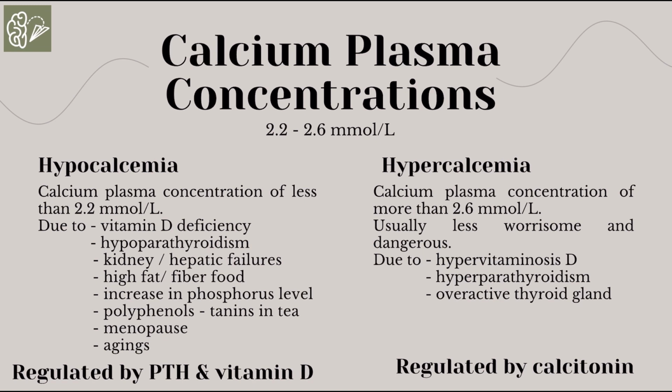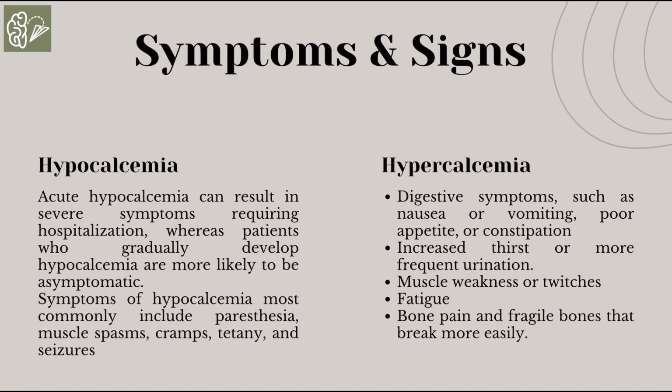So evidently, you can see that hypocalcemia is regulated by more structures or more hormones, and this is mainly because the signs and symptoms that correlate with hypocalcemia are a lot more dangerous than those of hypercalcemia. Hypercalcemia isn't as worrisome and as dangerous as hypocalcemia. So usually acute hypocalcemia is the one where you'll see more symptoms that can range anywhere from paresthesia to spasms, cramps, tetany, and even go as far as a person experiencing seizures. Whereas in the case of hypercalcemia, usually the symptoms aren't as severe. Some symptoms include nausea, vomiting, fatigue, problems in the muscles like weakness and twitches, and bone pain and frequent fractures. But for the most part, hypocalcemia has much more severe symptoms and signs.